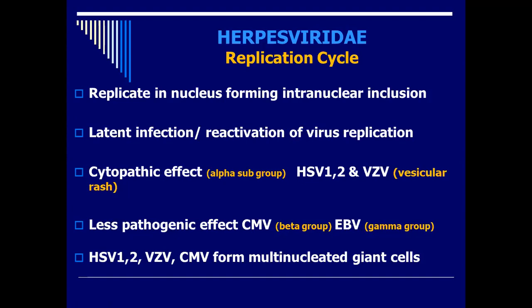Now, all three, HSV 1, 2, VZV, and cytomegalovirus, form multinucleated giant cells. This is a characteristic of all these viruses. What happens? They cause abnormal cell division in the epithelial cells, and this creates cells much larger than the normal epithelial cells, containing multiple nuclei. This is what we call multinucleated giant cells. They have multiple nuclei, and they are larger than the normal epithelial cells.